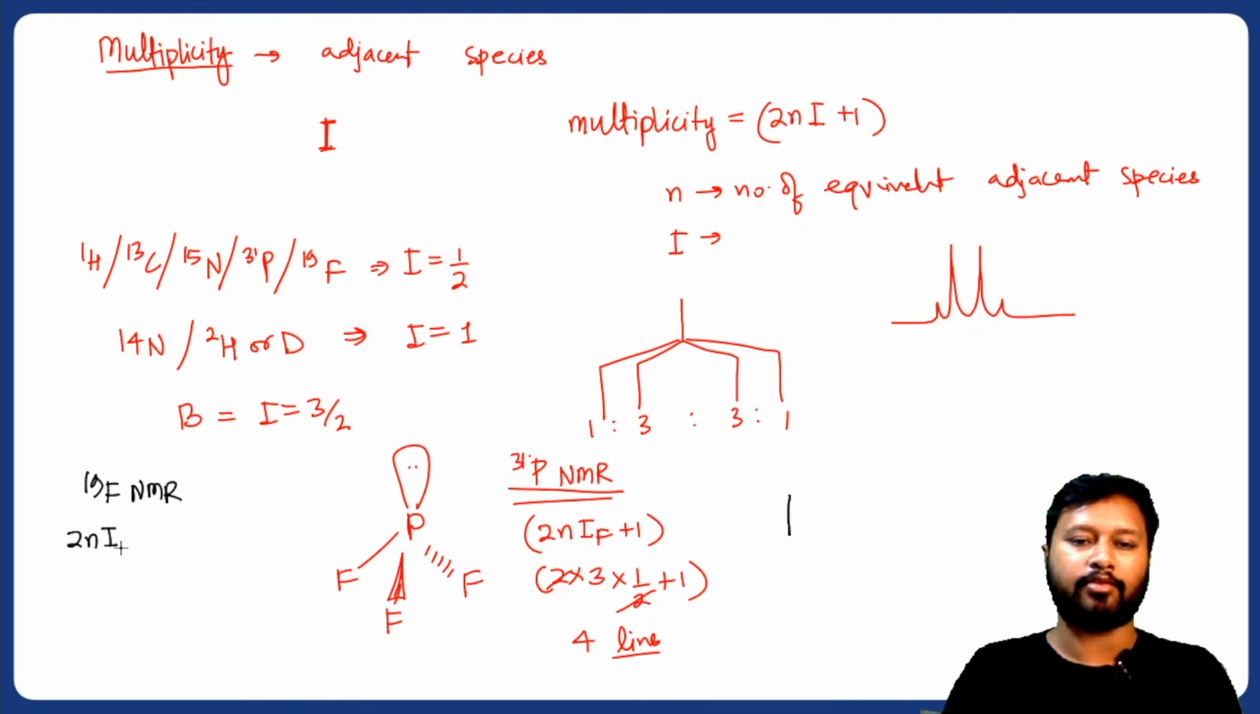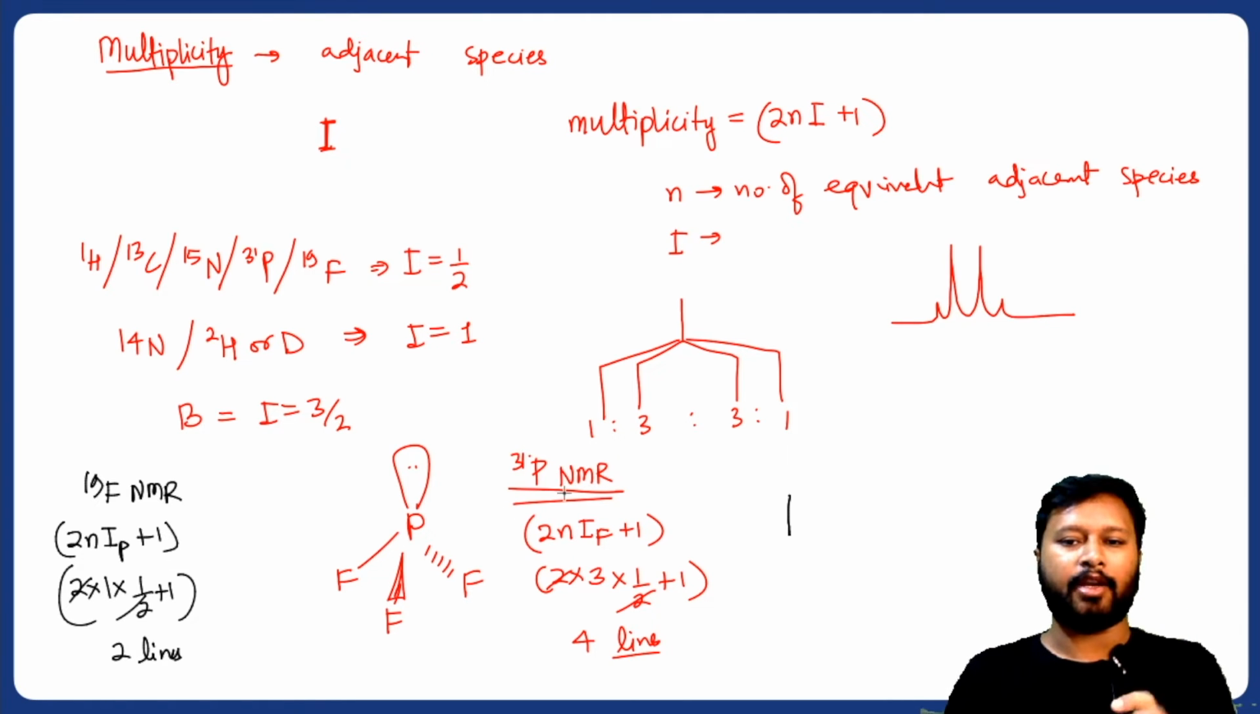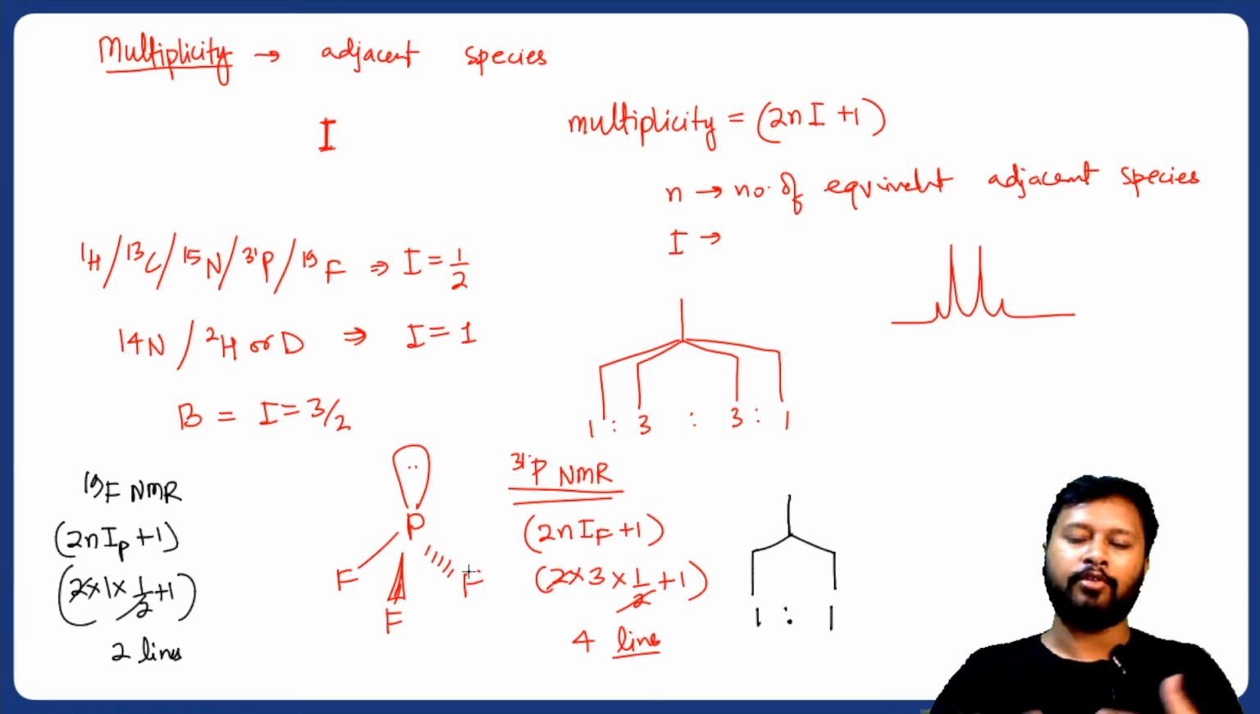In how many lines is it going to split? 2nI_P plus 1. Just one phosphorus is there, the I value is half, so if you solve it, you will get 2 lines. So if you are measuring 31P NMR, you will get 4 lines because the fluorines are splitting the phosphorus line, whereas if you are measuring 19F NMR, you will only see 2 lines, because of the phosphorus splitting the fluorine lines. So whatever NMR you are looking at, the number of lines will be decided based on that. Any one of them they are going to ask in the question.